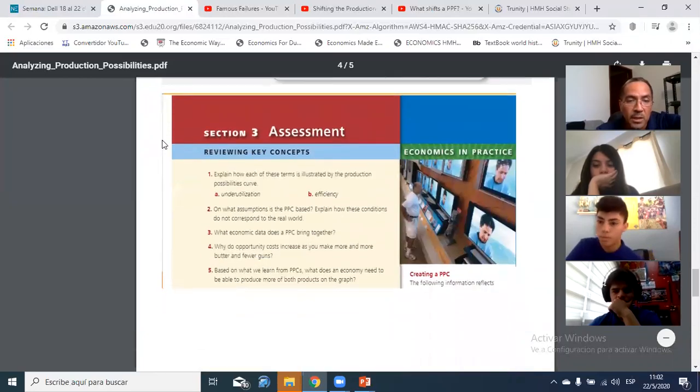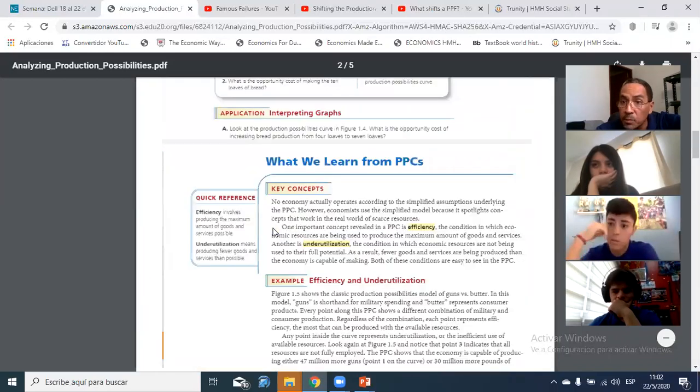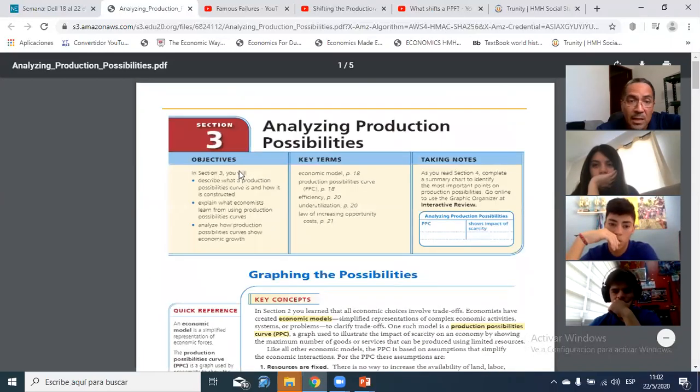you have to complete this assignment. You need to answer these questions, question number 1, 2, 3, 4, and 5. I want you to complete this assignment, okay? Remember, at the beginning, in your notebook, you need to write the title. What is the title of this section? Section 3, Analyzing Production Possibilities.